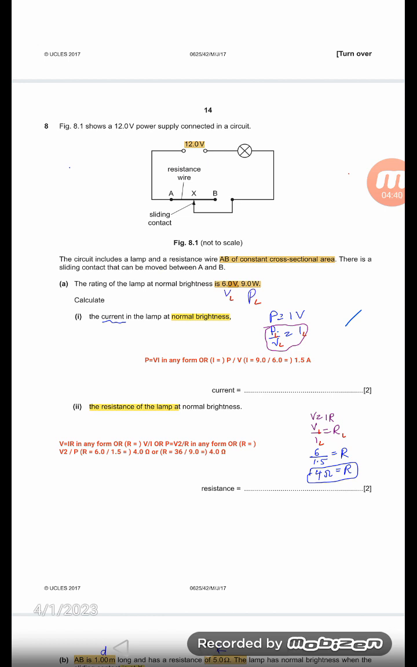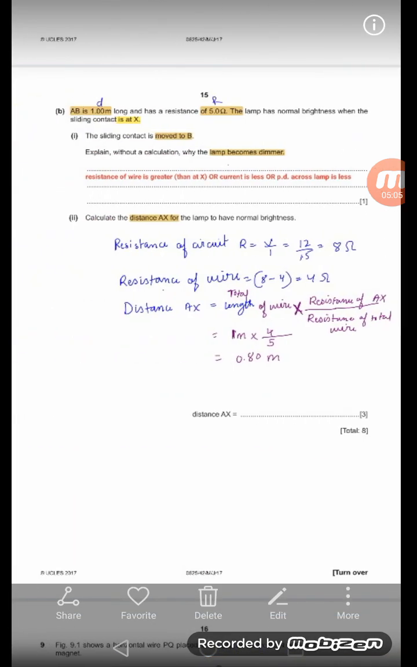Now they are asking to find the current at normal brightness. You know the formula P is equal to IV. You know the power of the lamp and the voltage of the lamp, so you can very easily find the current of the lamp. For the resistance of the lamp, V is equal to IR, and with this formula you can find the resistance of the lamp. Now we have the resistance and the current of the lamp at normal brightness.